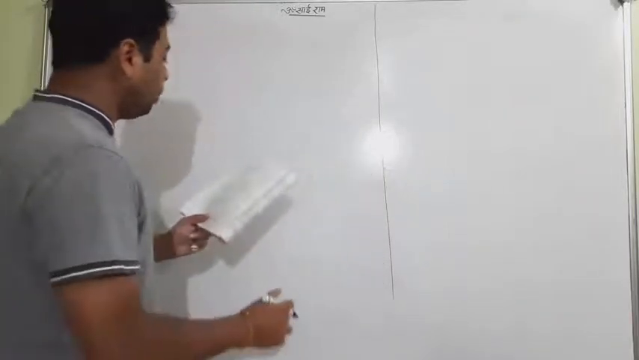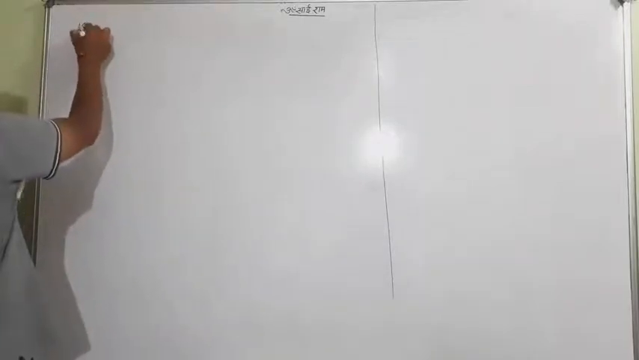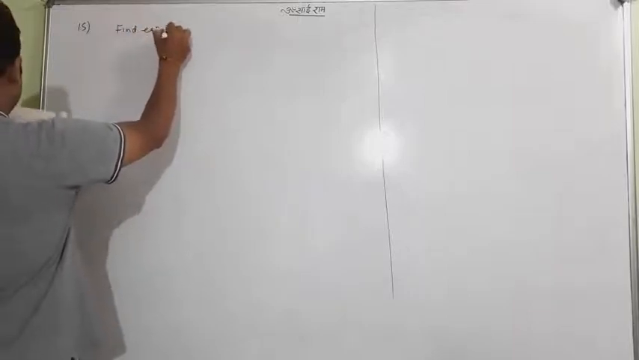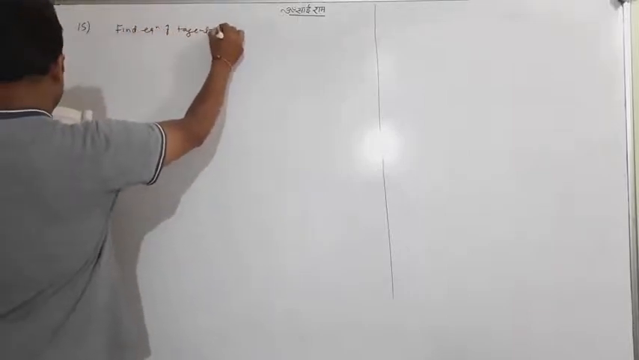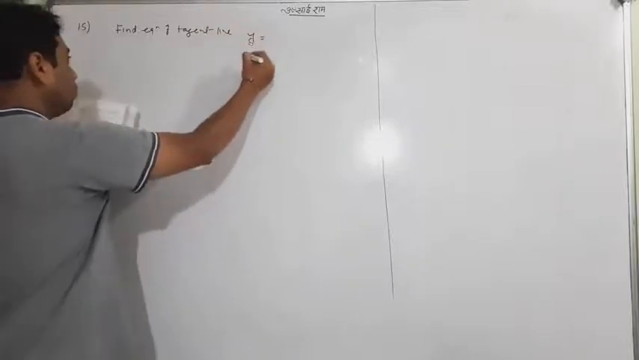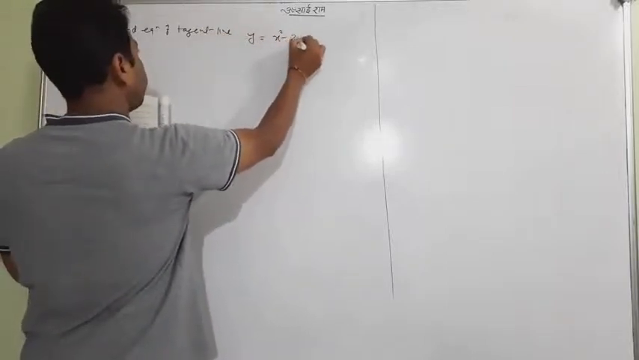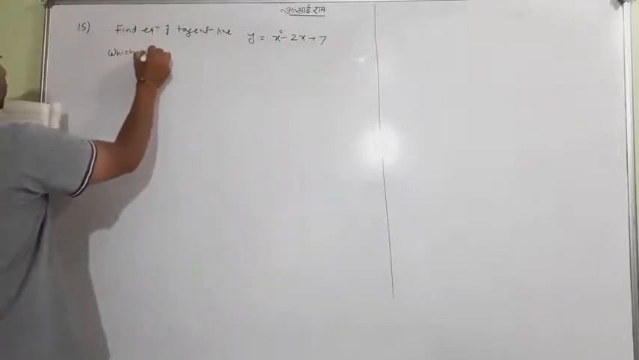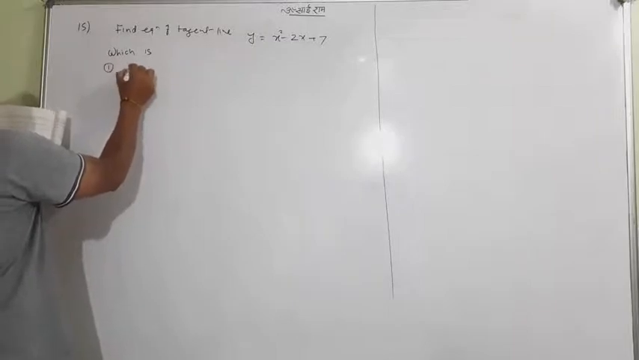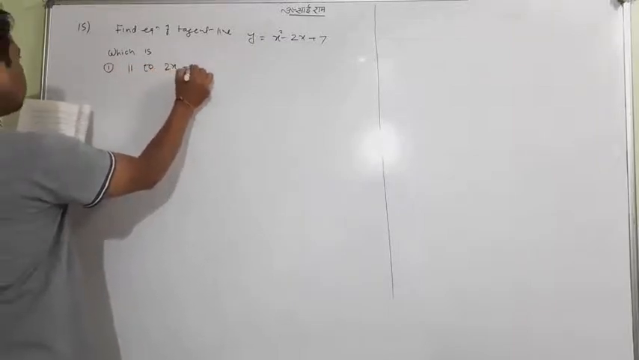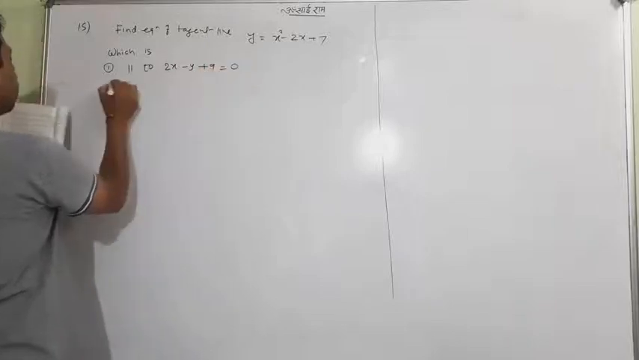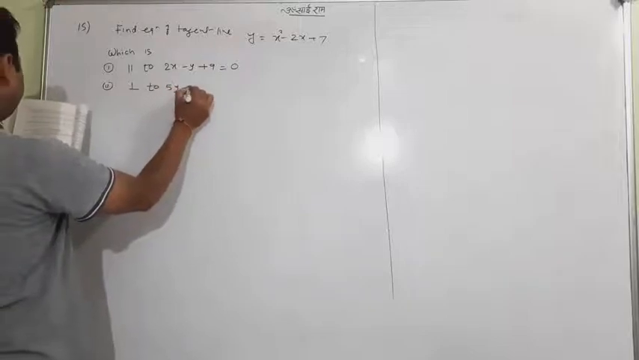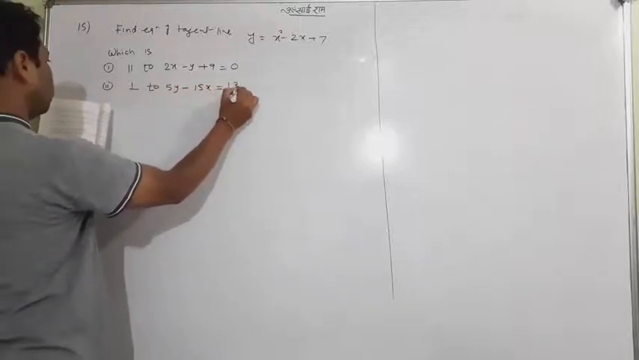Question number 15. Find the equation of the tangent line of y is equal to x squared minus 2x plus 7, which is parallel to 2x minus y plus 9 and perpendicular to 5y minus 15x equal to 13.